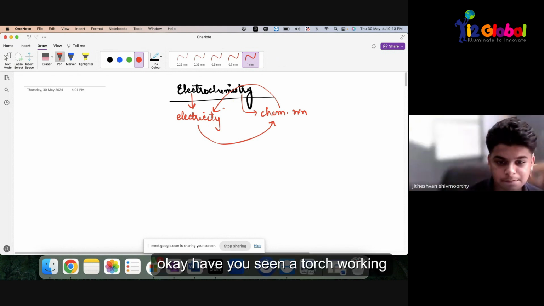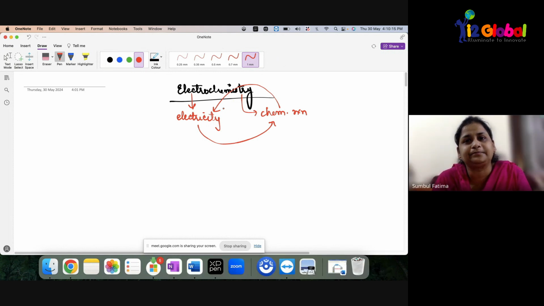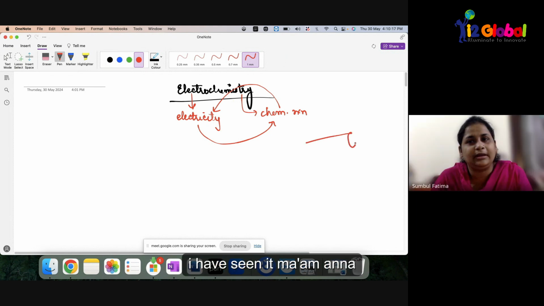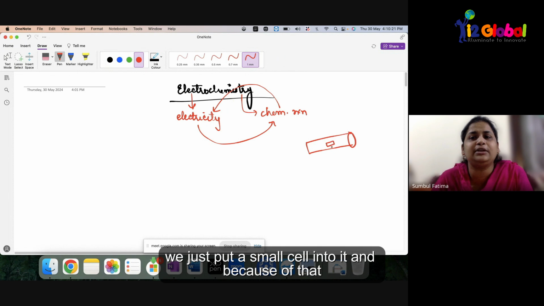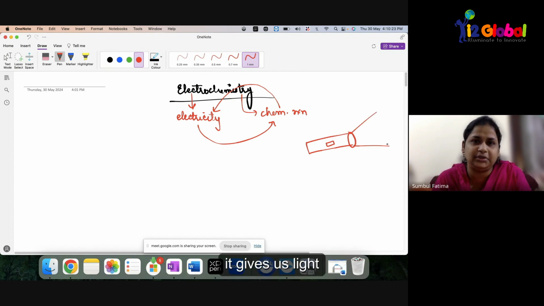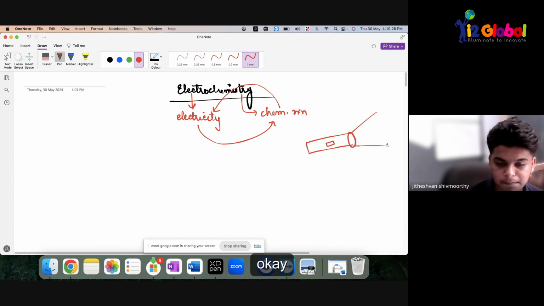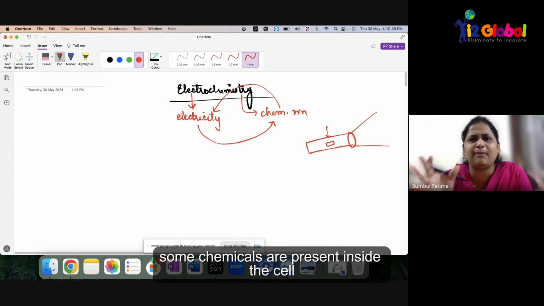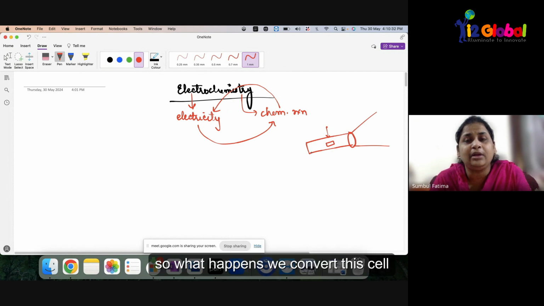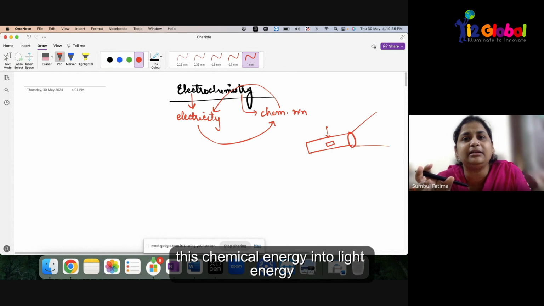Yes, okay, ma'am. Have you seen a torch working? Yeah, ma'am. I have seen it. So what do we do in that torch, beta? We just put a small cell into it, and because of that, it gives us light. Okay. So the cell has some chemicals present inside it. What happens? We convert the chemical energy into light energy.